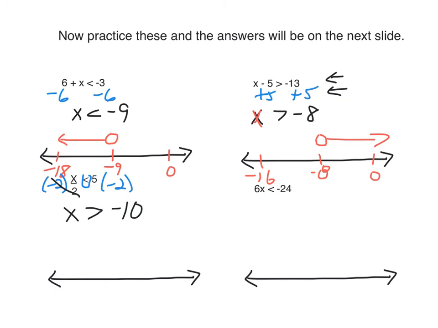Now the reason why we flipped it is because these are negatives. Because those are both negatives, you have to flip the sign. Now, just graph it. 0, negative 10, 0 would be over here, negative 20 over here. Open circle, and it points to the right.